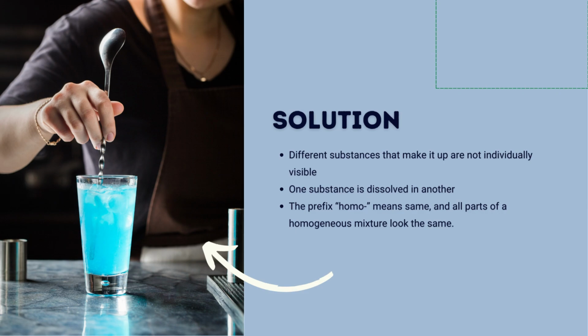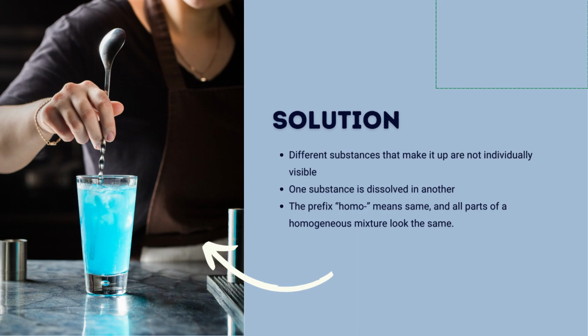Within a solution or homogeneous mixture, the different substances that make it up are not individually visible. This means that one substance is dissolved in another, resulting in a uniform appearance throughout the mixture. The prefix homo means same, and all parts of a homogeneous mixture look the same.